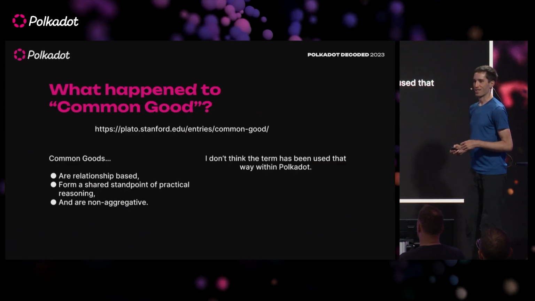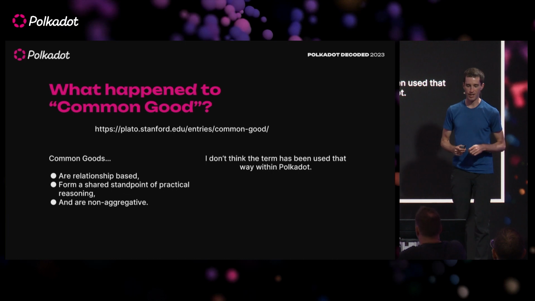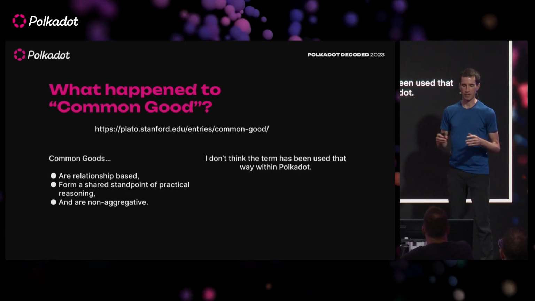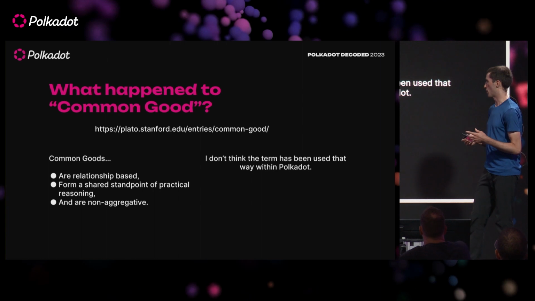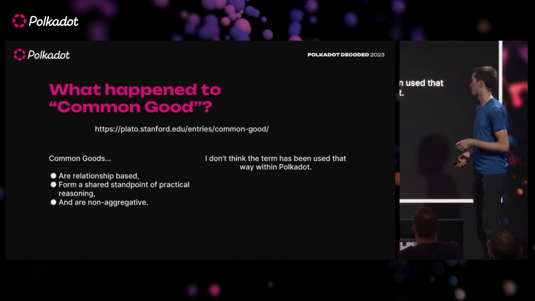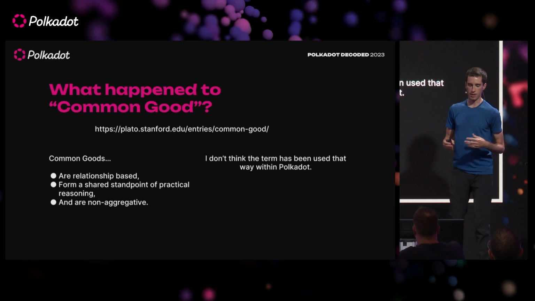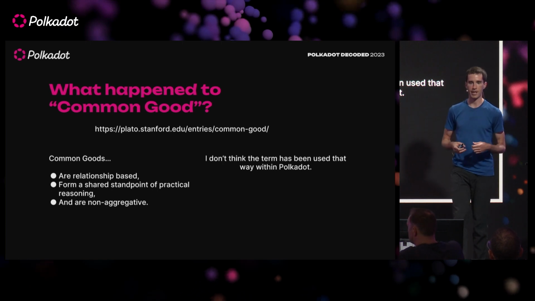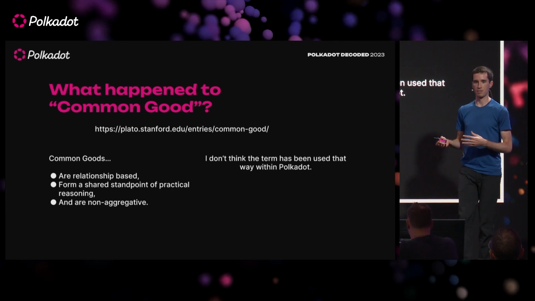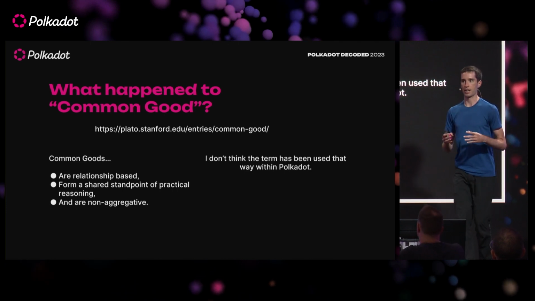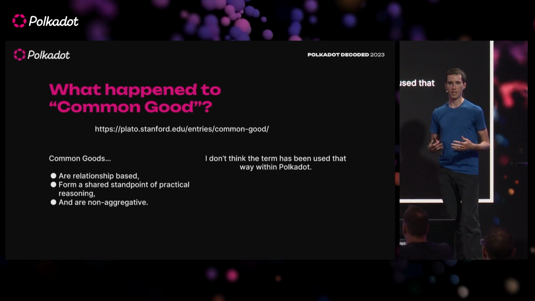Whatever happened to the term common good? I've tried to kill the usage of this term, at least as it applies to parachains. I think this was a mistake that I made when we started naming these two years ago. A lot of the ideas behind common good parachain came from this Stanford article, or encyclopedia entry almost. But some of the core things were that common goods are relationship-based and non-aggregative. So it doesn't mean that it's better for everybody. Like a library, it might be worse for the bookstore, but it's still around because the community has a thesis, a core value, that knowledge should be accessible to everybody for free.